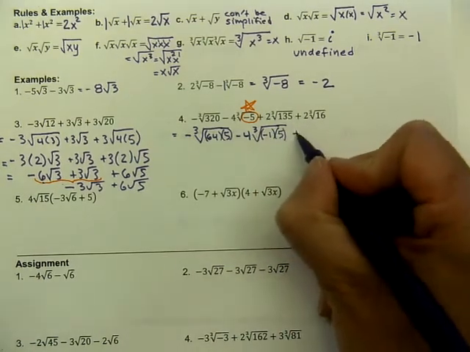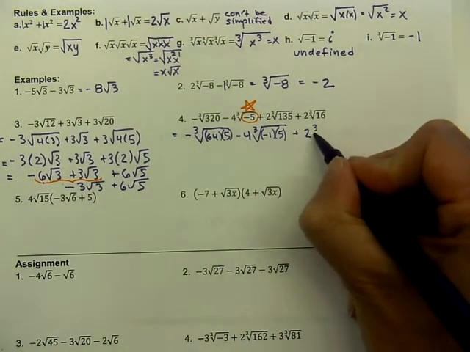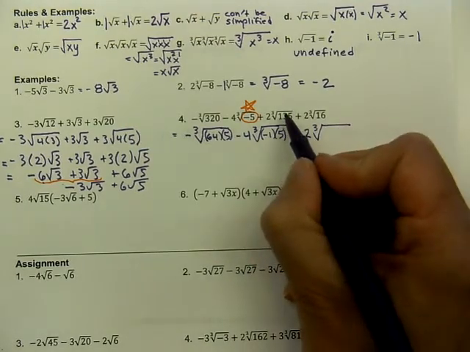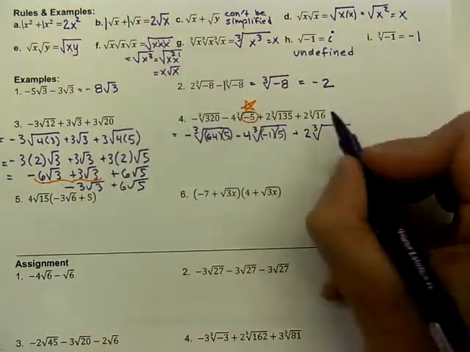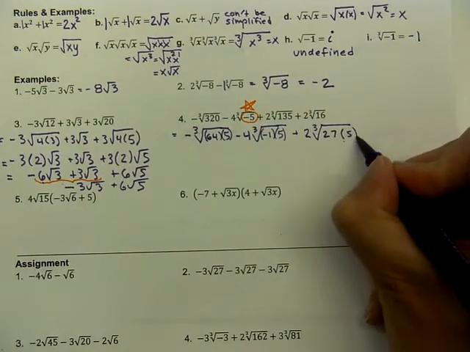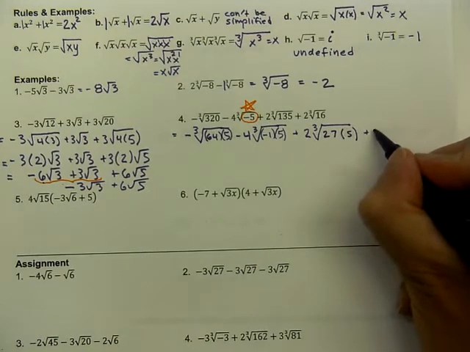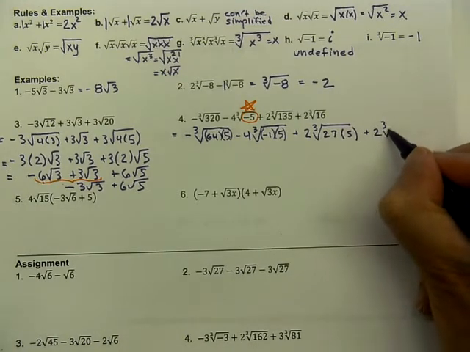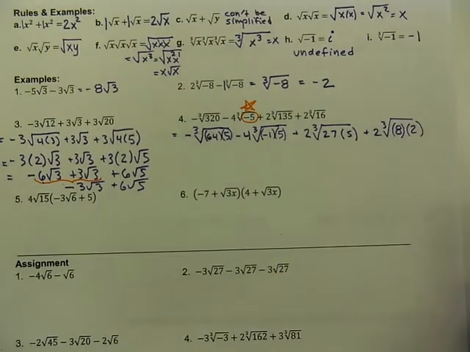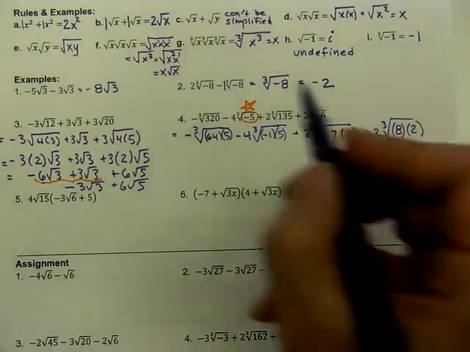In the next term we have +2 times the cubed root of 135. Again, I'm going to my calculator to guess and check to see if that's divisible by anything, and it's divisible by 27, so 27 times 5. And then lastly, we have +2 times the cubed root of 16. That's factoring into 8 times 2. And now we're ready to take the cubed root of these values.